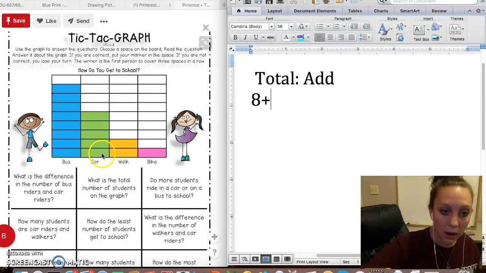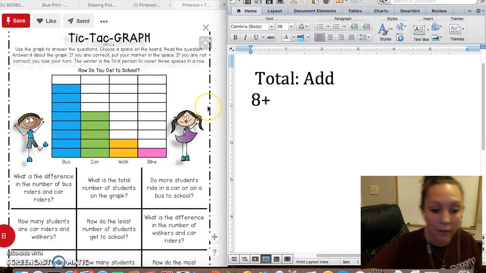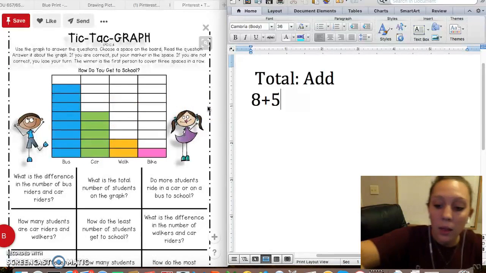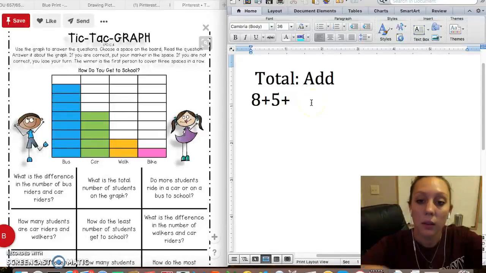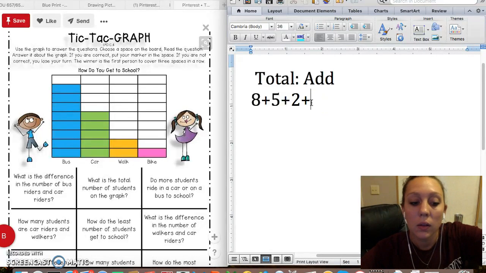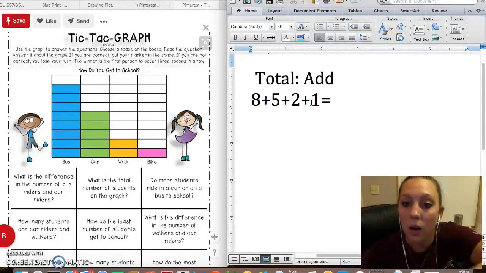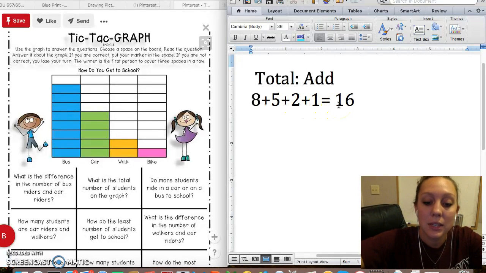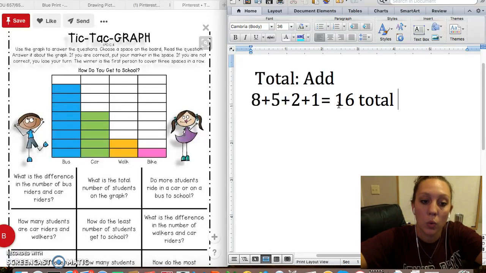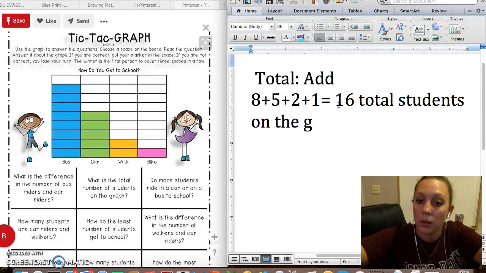plus the car had 1, 2, 3, 4, 5. Okay, we also have to add the walking, which is 2, and the biking is 1. So if we add all of those together, right, the total number, 8 plus 2 is 10. Okay, 10 plus 5 is then going to be 15, plus 1 more is 16. So we have 16 total students on the graph. Okay?